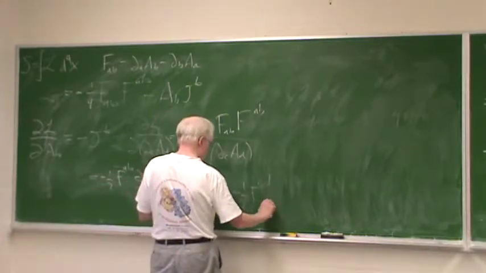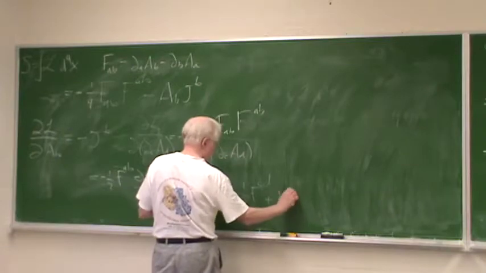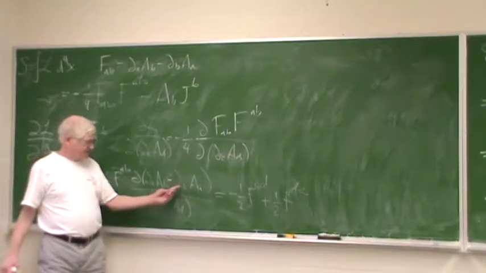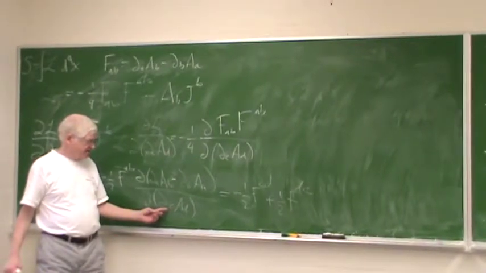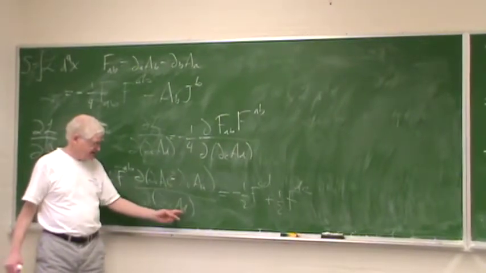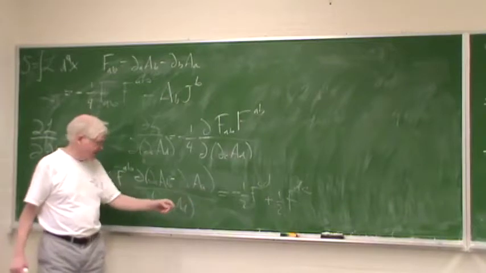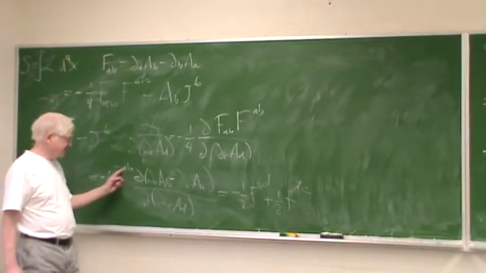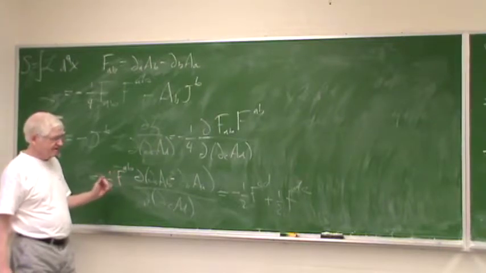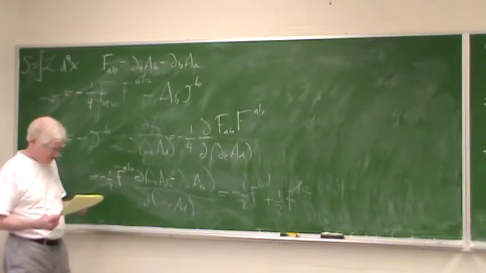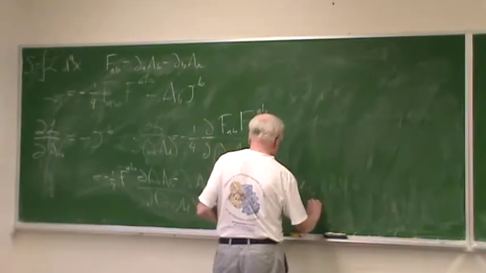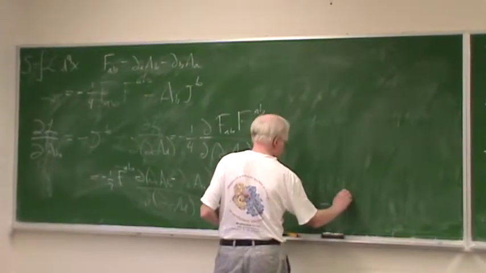FCD plus 1/2 FDC. In other words, when B is C and A is D, you get a -1, which cancels this -1, but on the other hand, it's FDC rather than FCD. But F is manifestly antisymmetric, and so this is equal to -FCD.